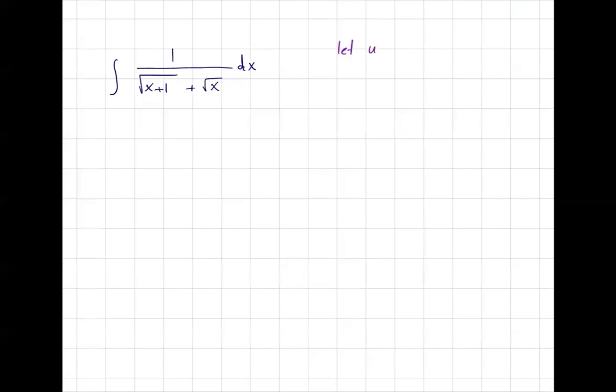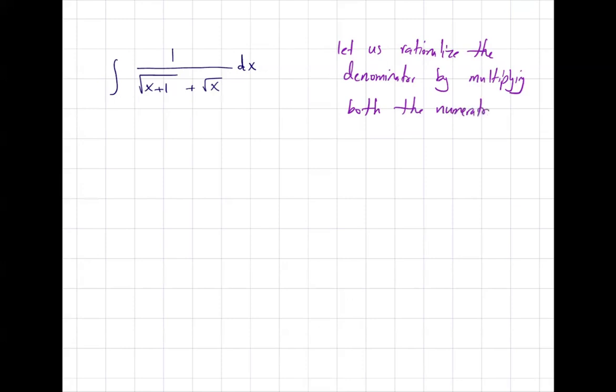Let us rationalize the denominator by multiplying both the numerator and the denominator by the conjugate of the denominator.